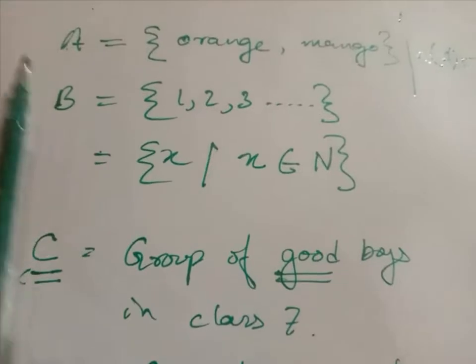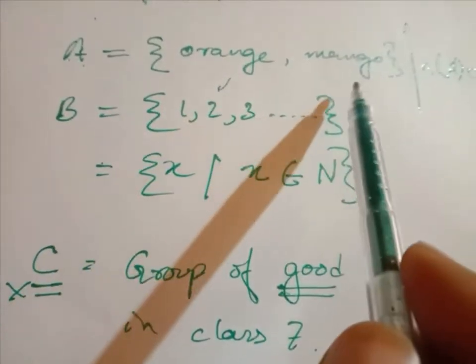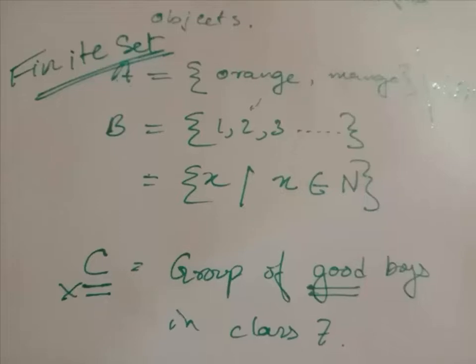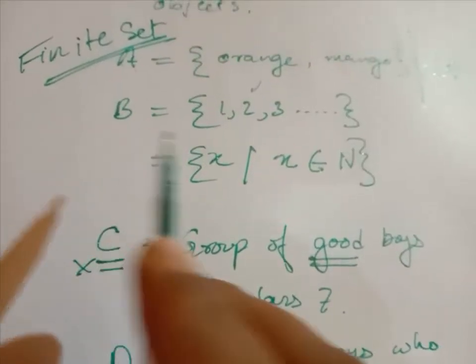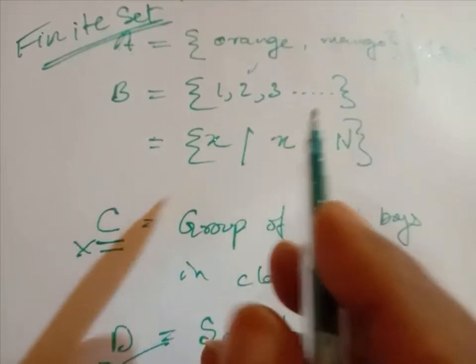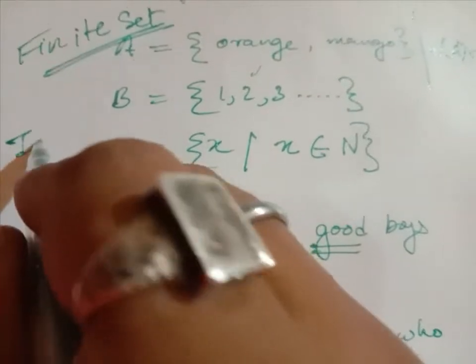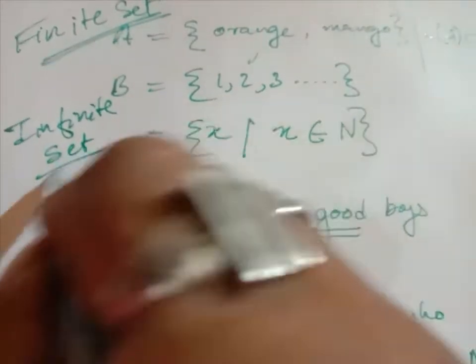So this set A, since the number of elements is finite, will be called a finite set. And since in set B we cannot count all the members or all the elements, it is called an infinite set.